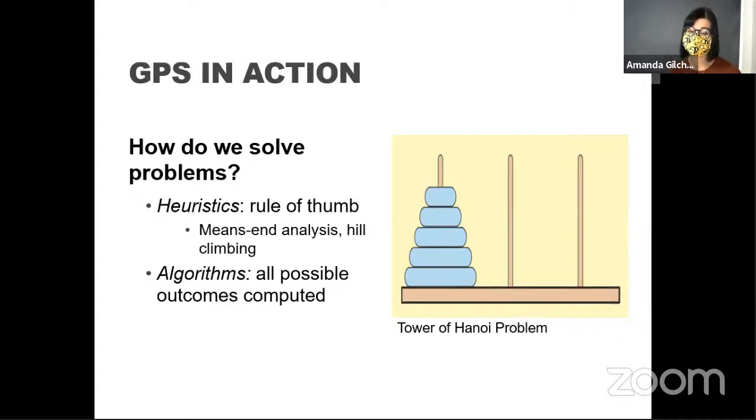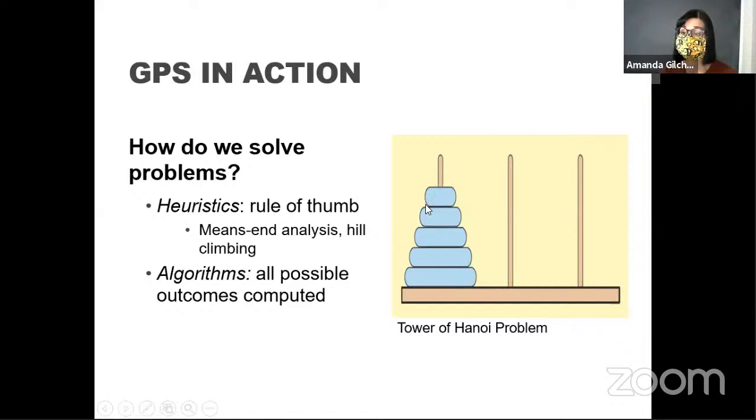And then the other possibility is an algorithm. With an algorithm, all possible outcomes are computed. So it's almost like an anagram solver, basically working through all possible letter re-scrambling combinations to give you the actual answer. So for example, if we use a heuristic, we can actually solve the Tower of Hanoi problem pretty quickly. With something like a means end analysis or hill climbing, the goal will always be to keep our end goal in mind.